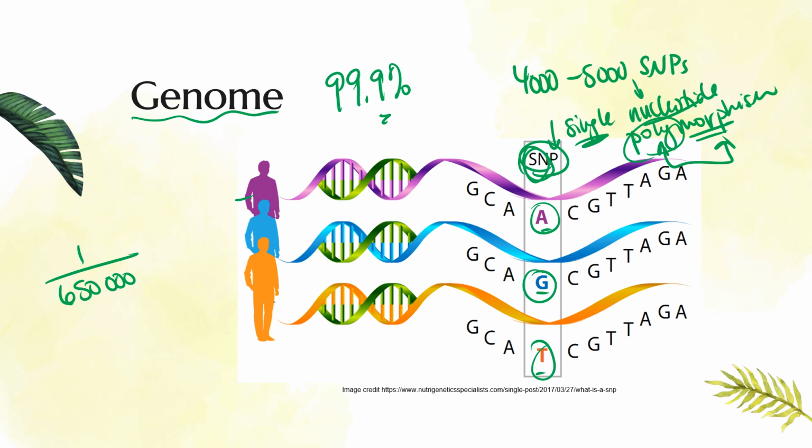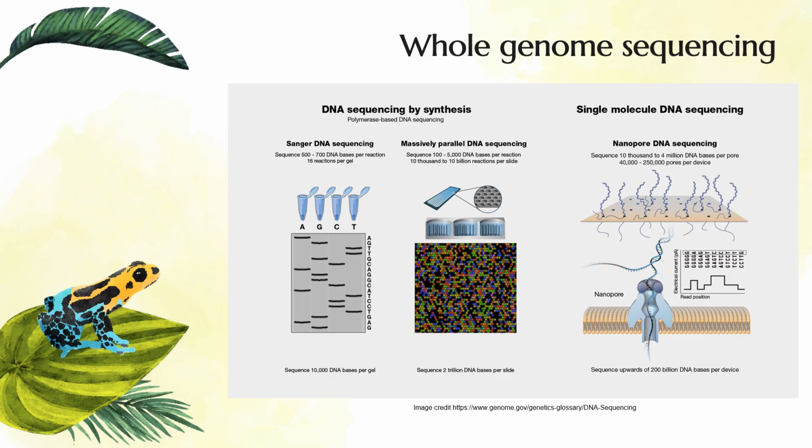That means that the other 649,999-ish nucleotides are exactly the same from one human to the next. So we share a lot of our genome in common. The massive amount of diversity that we see amongst us humans is due just to that 0.1%. That's amazing. How do we know that humans have 99.9% of their DNA in common?